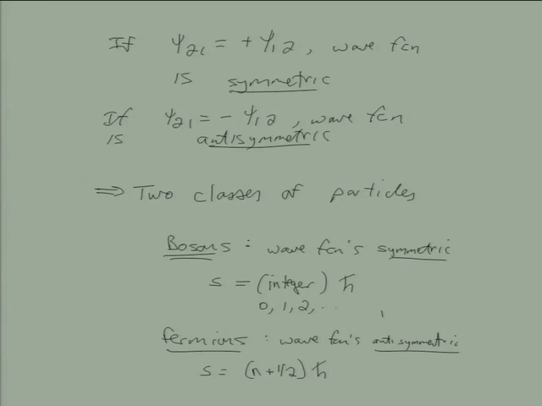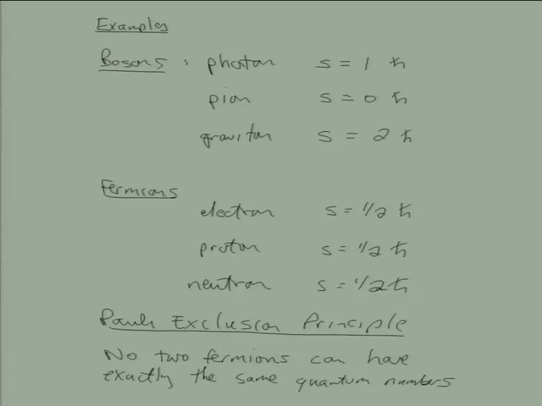Name a boson that you know of. A photon, what's its spin? 1. A photon has spin 1. Okay? An example of a boson. And it turns out there are others as well. So the major classes are the bosons and the fermions. Photon has spin 1. A pion, which is a particle we'll talk a little bit about later, turns out also to be a boson.